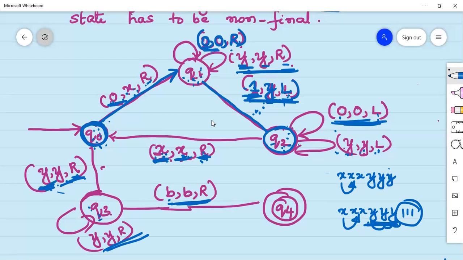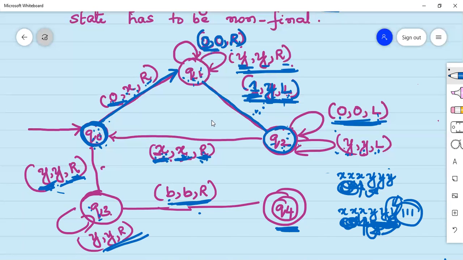So this is the leftmost x. And after this, I am searching for a 0. And if I don't find a 0, I'll find y. If I find y, I move towards right till I get a blank. If I get a blank, I go to final state. If I get a 1, I'm stuck because I haven't written anything for that.